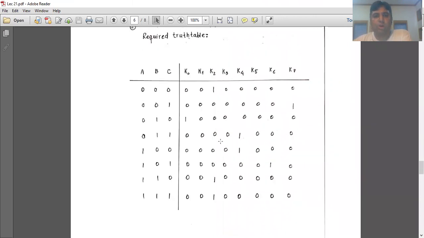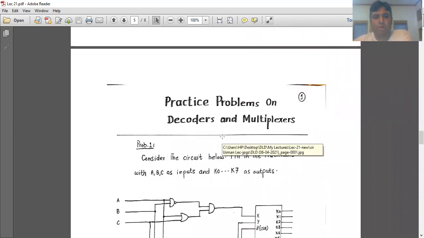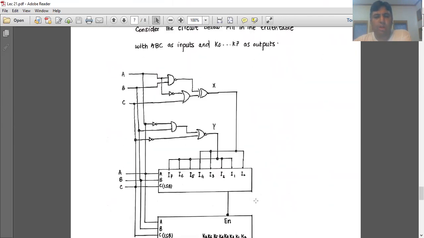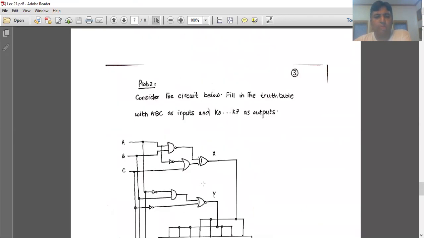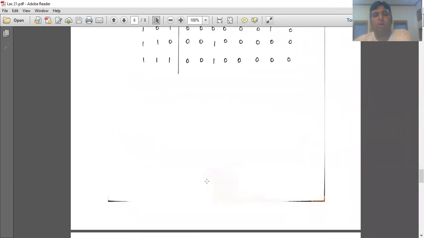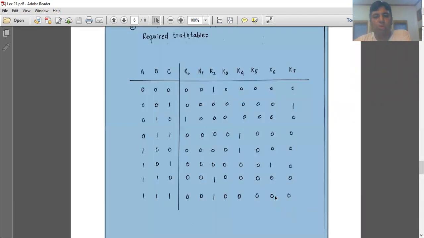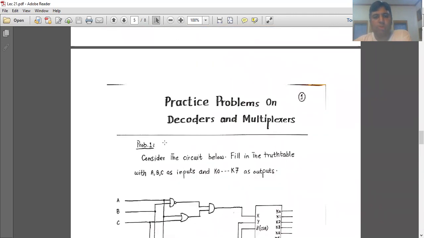So this was our practice problem number 1, which had a 3 by 8 decoder. The next problem has a multiplexer and a decoder. We will do this problem in the next lecture, and in today's lecture we will cover up to this first practice problem.